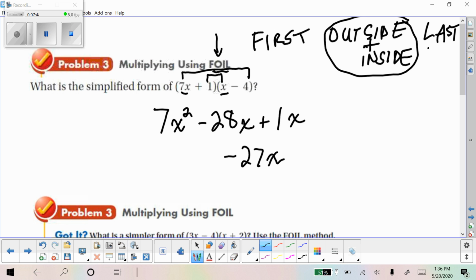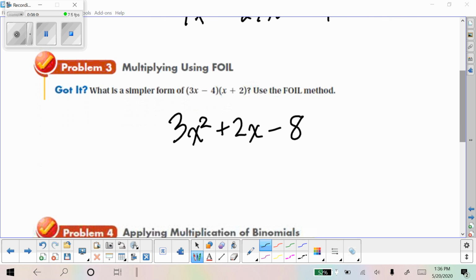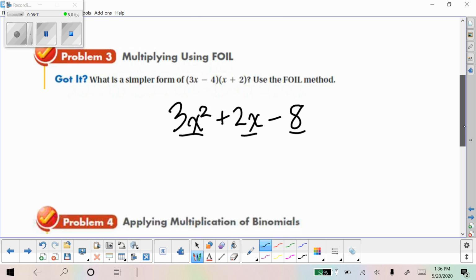And then the last parts of each binomial are the 1 and the -4, so multiply those together, and that makes -4, and then you just simplify what you have. So some people like this method. I personally still like the table better, but give it a shot, see if you can use the FOIL method for a problem. So if you get good at that method, you can just write down the answer right away.